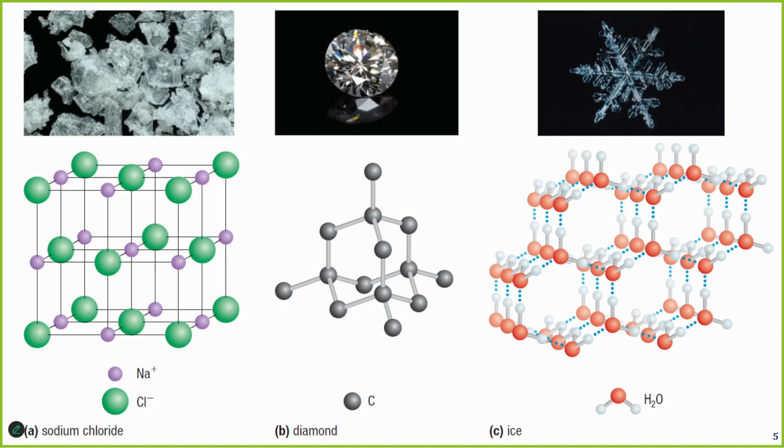For example, as shown here in figure 2a, sodium chloride is an ionic solid composed of alternating sodium and chloride ions. And in figure 2b, diamond is a solid arrangement of carbon atoms. And then figure 2c, ice is a solid form of water. So note that the blue dotted lines here show hydrogen bonds between adjacent polar water molecules.